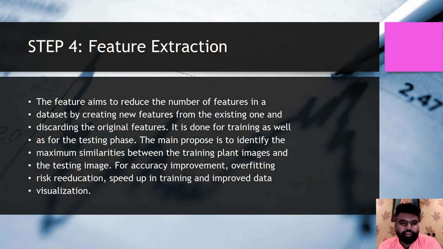Then the fourth step is feature extraction. In feature extraction, we extract relevant information from an image to represent its characteristics. In the context of plant identification, feature extraction can be used to extract information about shape, color, texture, and other characteristics of the plant or its parts. This information can then be used by a machine learning algorithm to find the species or type of plant it is.